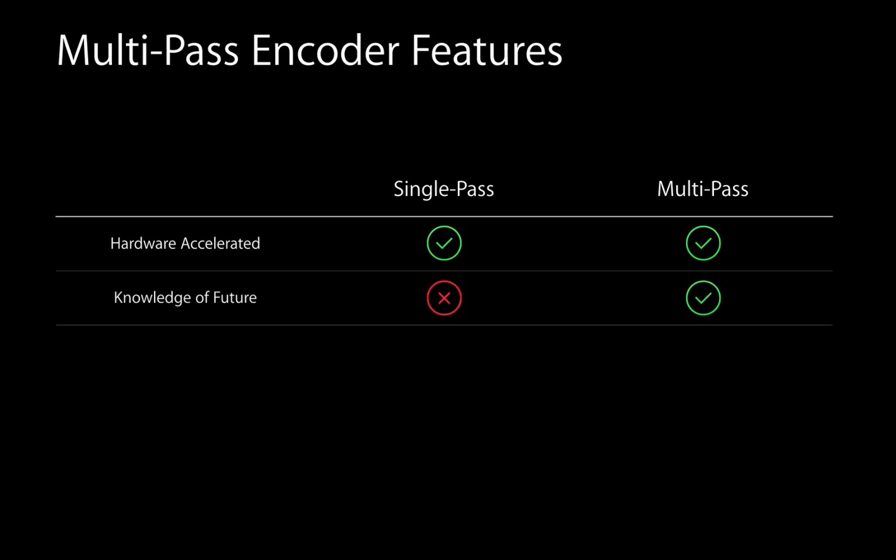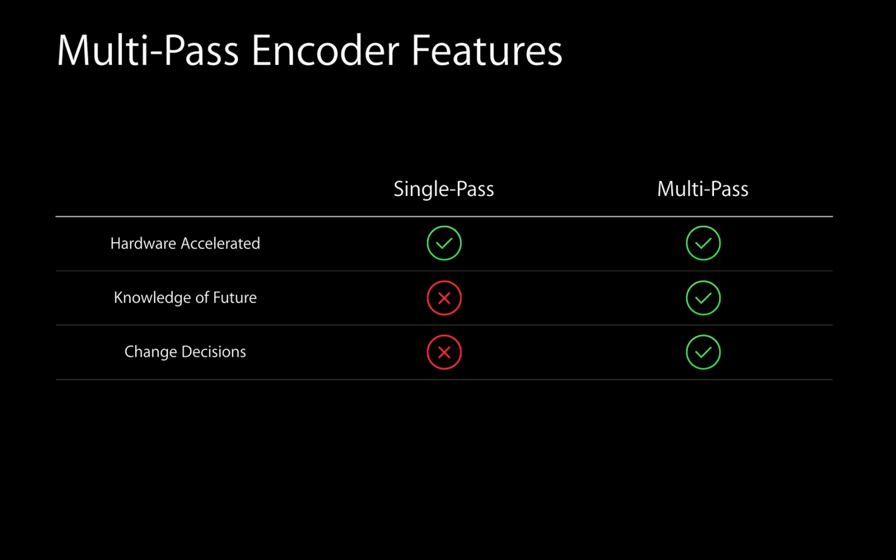Second point is that multipass has knowledge of the future. Now, it's not some crazy time-traveling video encoder. Bonus points, whoever files that enhancement request. It is able to see your entire content. So in single pass, as frames come in, the encoder has to make assumptions about what might come next. In multipass, it's already seen all your content, so it can make much better decisions there.